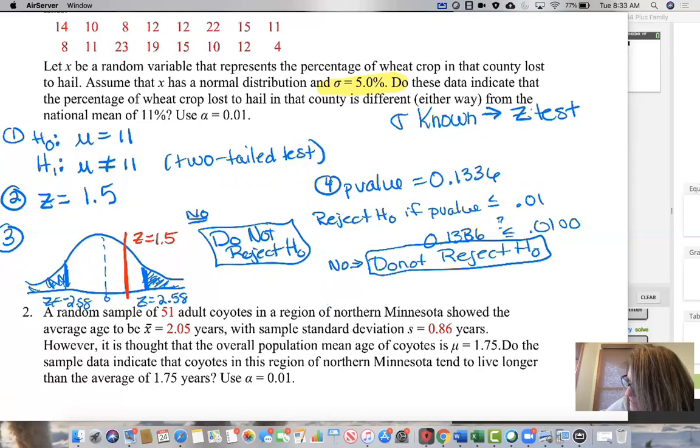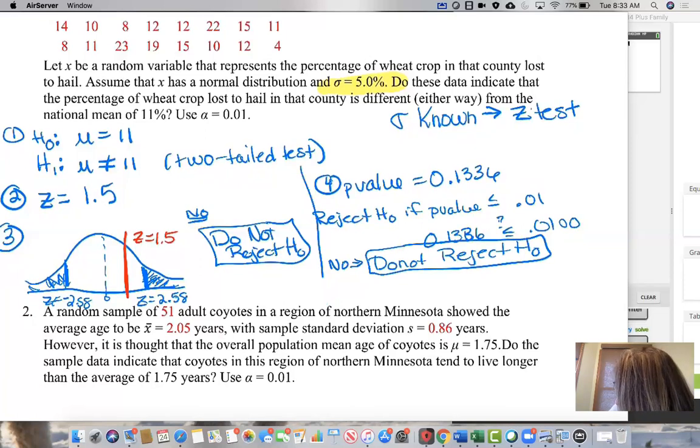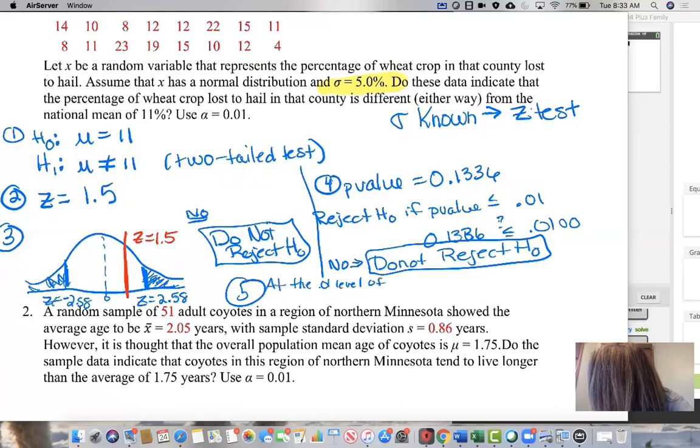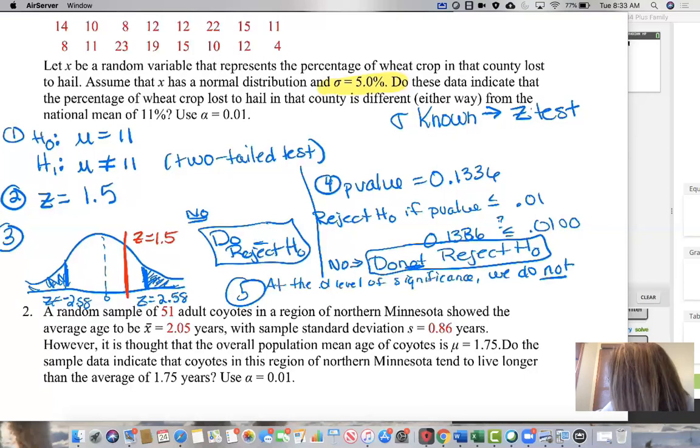Okay. Oops. So then our step 5, because I'm running out of room, we're going to say at the 0.01 level of significance, or we could say 1%, we either say we do or do not have enough statistical evidence. So again, we go back to look at our decision here. We only have enough statistical evidence if we rejected the null. Since we did not reject the null, we do not. Remember, the nots go together.